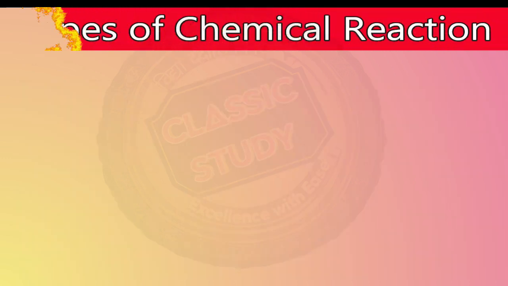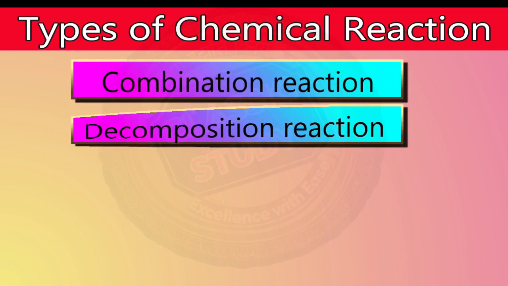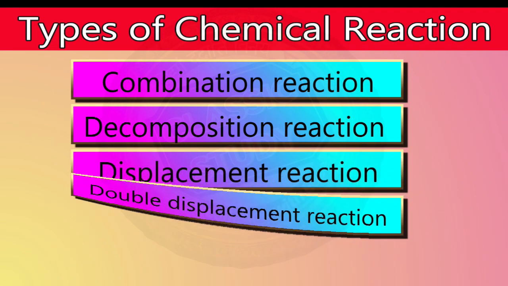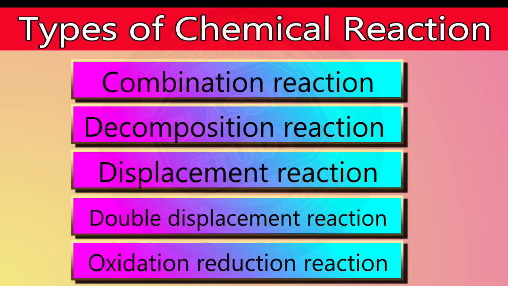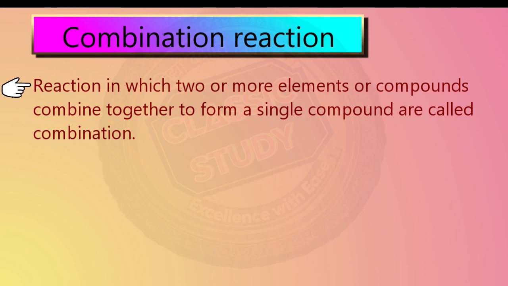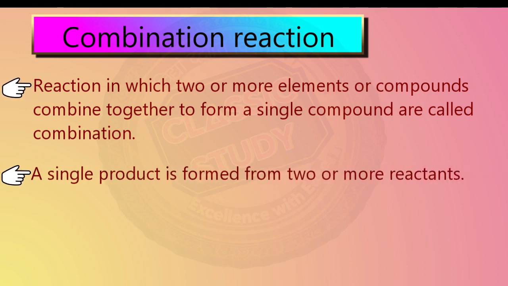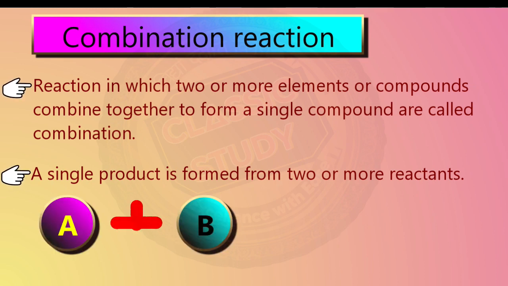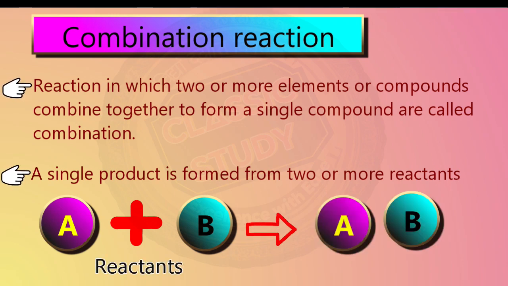Types of chemical reaction. There are 5 types of chemical reaction: combination reaction, decomposition reaction, displacement reaction, double displacement reaction, and oxidation reduction reactions, also known as redox reaction. We begin with combination reaction, the reactions in which two or more elements or compounds combine together to form a single compound are called combination reactions. In these reactions, a single product is formed from two or more reactants. For example, A and B undergo a combination reaction to form AB. So, we can see there are two reactants which combine to form a single product, combination reactions.